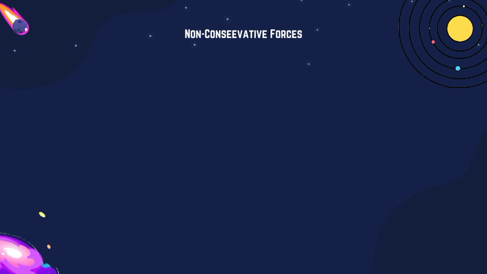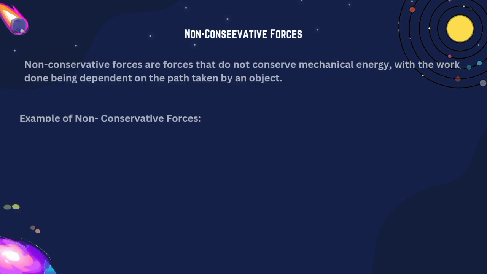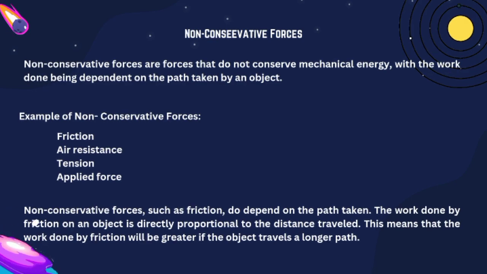Let us also know what non-conservative forces are. Non-conservative forces are forces that do not conserve mechanical energy, with the work done being dependent on the path taken by an object. Examples of it are friction, air resistance, tension, or applied force. Non-conservative forces such as friction do depend on the path taken. The work done by friction on an object is directly proportional to the distance traveled. This means that the work done by friction will be greater if the object traverses a longer path.